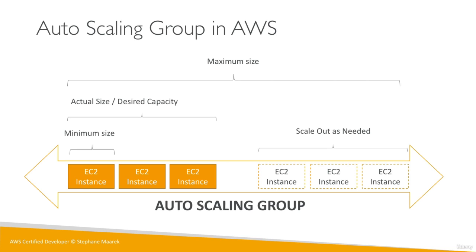And so that's super useful. What you need to know about is the minimum size, desired capacity, and maximum size parameters because they will come up very often. Also note that scale out means adding instances and scale in means removing instances.